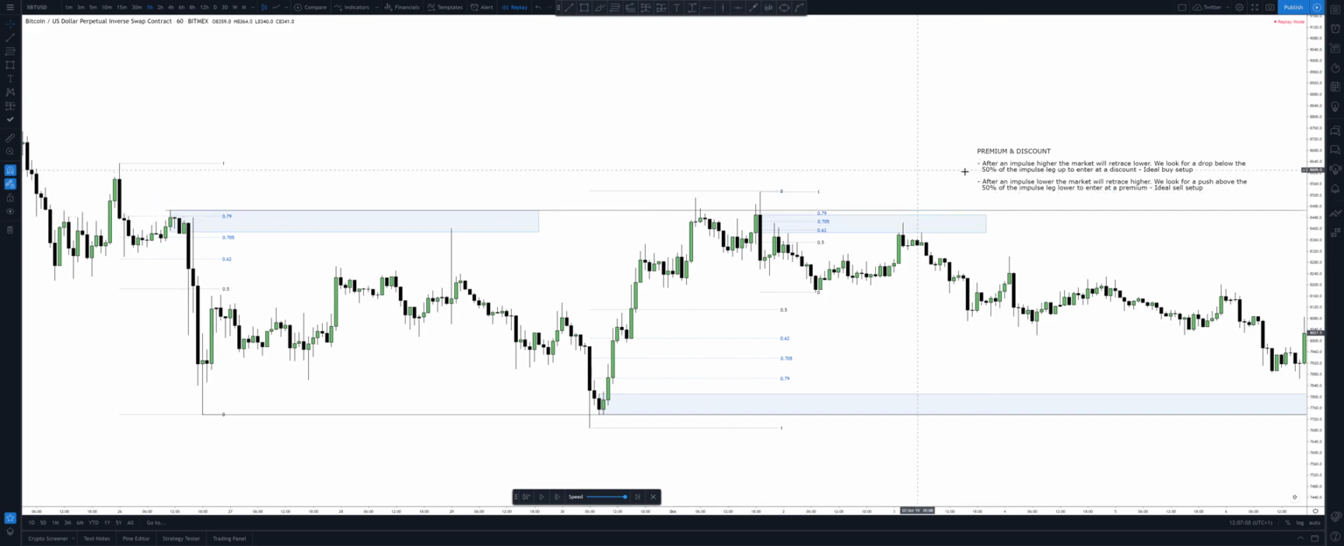For a bearish scenario, after an impulse lower, the market will retrace higher. We look for a push above the 50% of the impulsive leg lower to enter at a premium. This is our ideal sell setup.